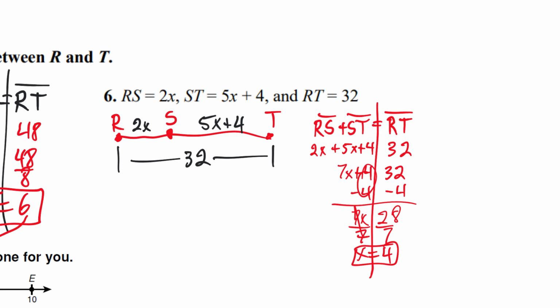Good. I know RS is 2x, okay? So to find the length of RS, I need to know, okay, what's the value of x? Well, that's exactly what I did. Now I know x is 4, so I'm going to take that 4, plug it in there. 2 times 4 is 8. RS equals 8.